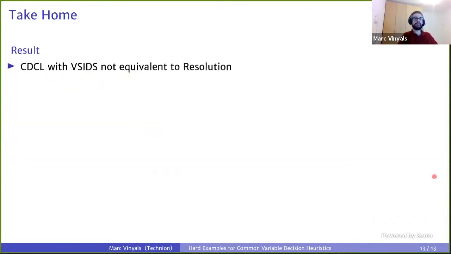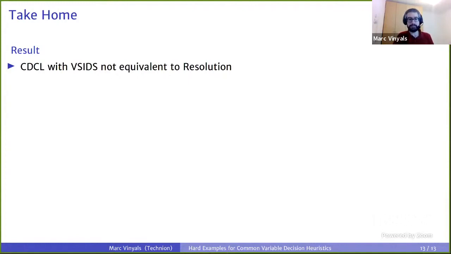Anyway, let me finish by saying that, while we think of CDCL being equivalent to resolution, that's only the non-deterministic version of CDCL, and we should keep in mind that with the actual heuristics, that's not necessarily the case.